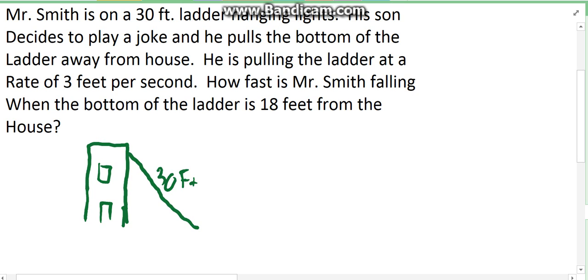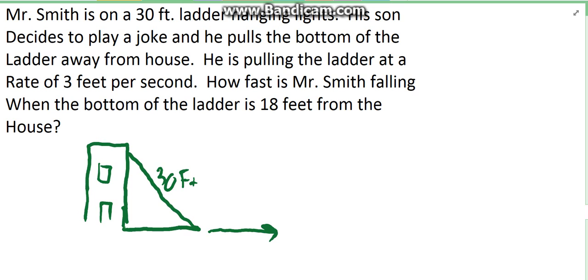So I'm up there, working hard, hanging lights, with all my little clippy things and my rain spouts. Then my son comes out, and he decides to play a joke, and he pulls this part away from the house like that, still on the ground. He's pulling it along the ground, and as he does that, I'm going to be falling down the side of the house. Does that make sense?